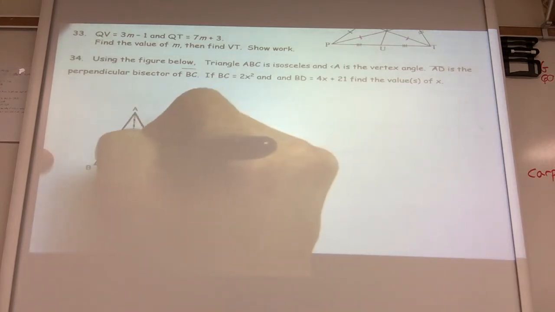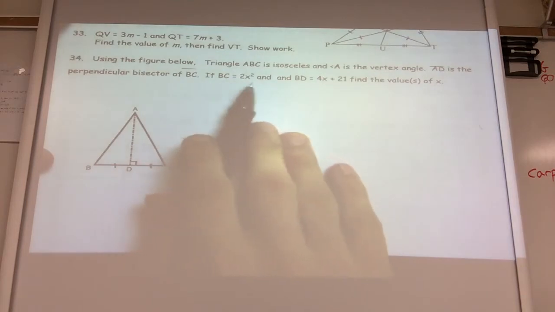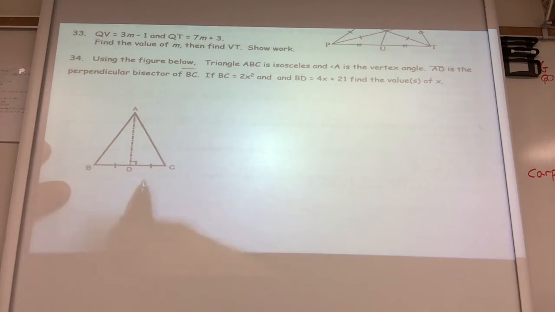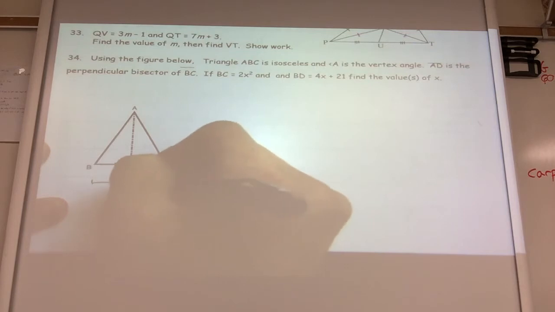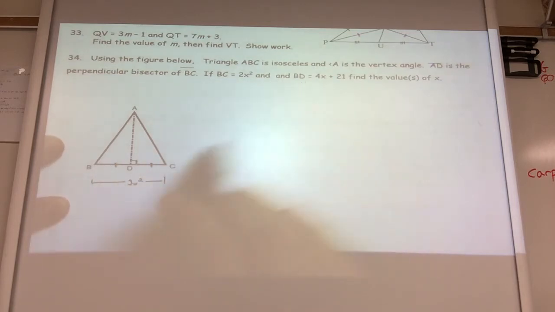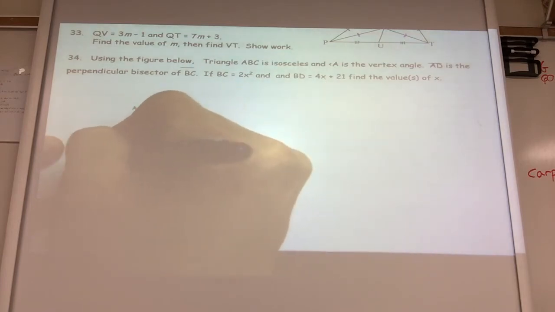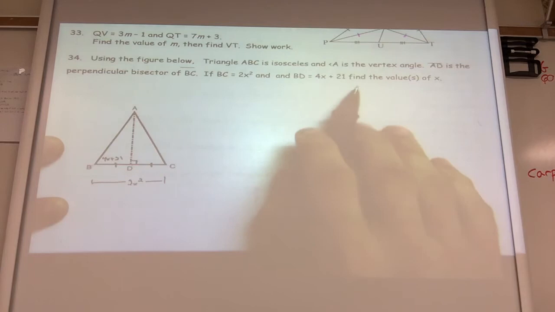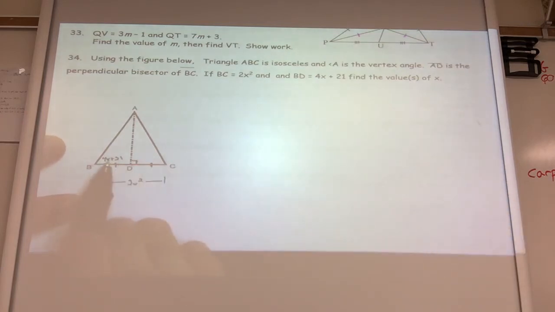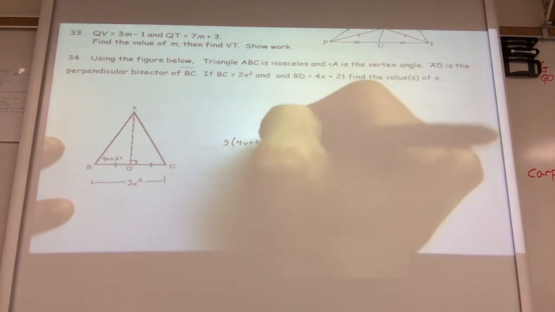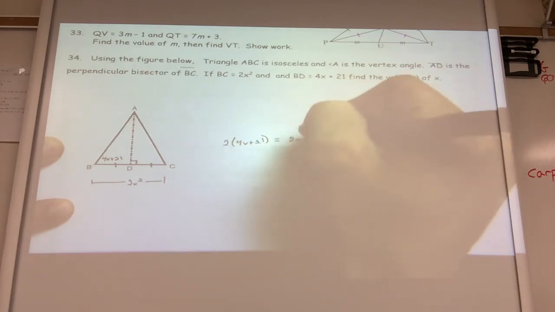So that means that if BC equals 2x squared, so the distance from here all the way across is 2x squared. And BD, so half that distance, is 4x plus 21. Find the value of x. So how many of these go into making this whole distance? It's the same idea. 2 times 4x plus 21 equals 2x squared.